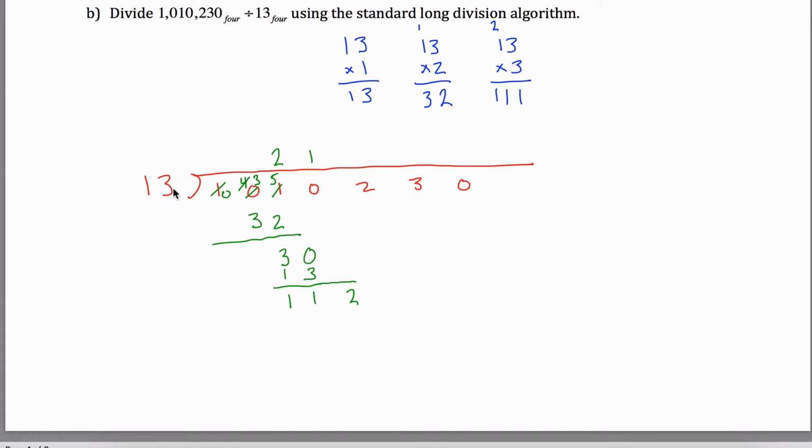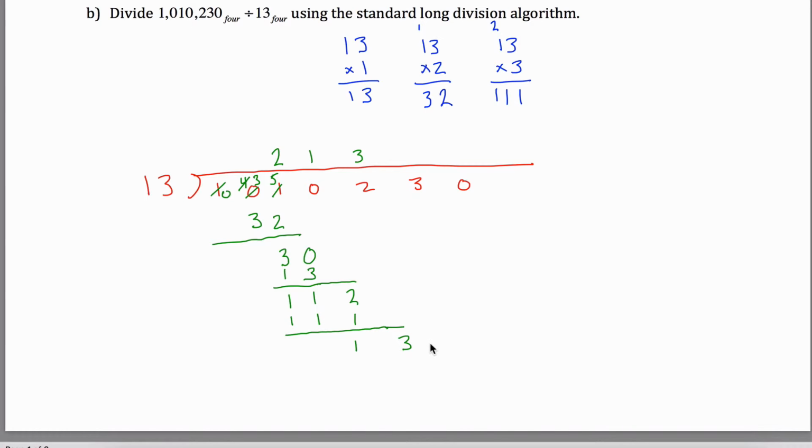So now I need to know how many times 1, 3 goes into 1, 1, 2. Well, it looks like it'll go in 3 times, because 3 times 1, 3 gives me 1, 1, 1, which is less than 1, 1, 2. So now I can subtract. 1, 1, 2 minus 1, 1, 1, that's pretty easy. It's just 1.